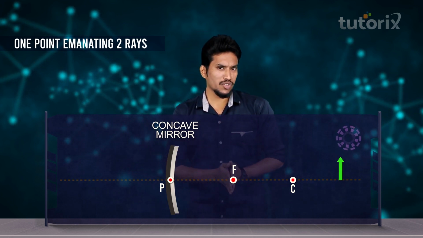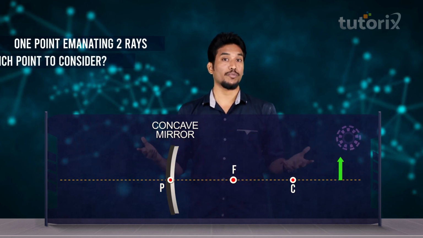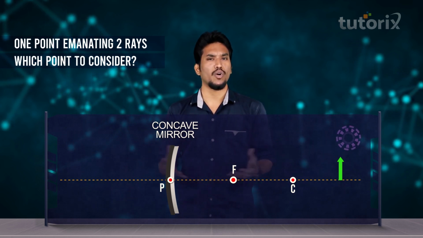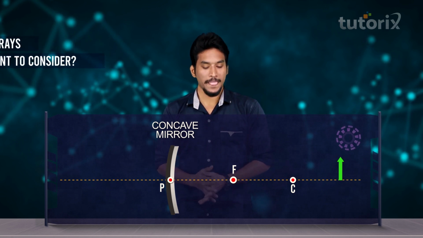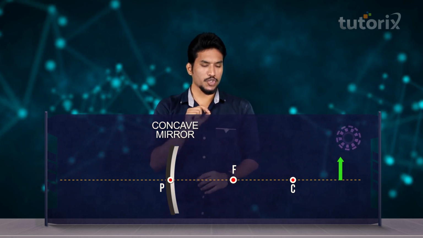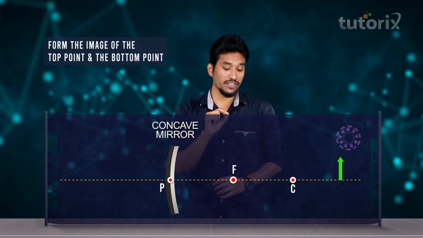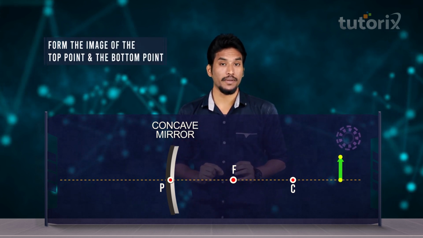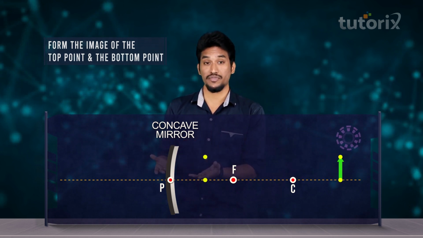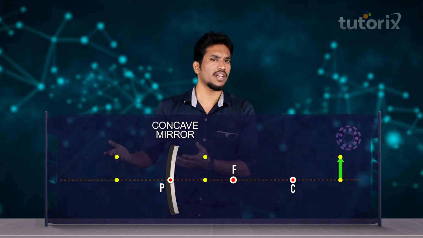Now here it's a continuous object, right? So one single line. Then what points do we consider to form an image of this particular linear object? How do we do that? Well, it's very simple. It's a linear object placed perpendicularly on the principal axis, right? So we'll be forming the image of the top point and the bottom point. And those 2 points will form an image somewhere, whether in front of the mirror or behind the mirror.